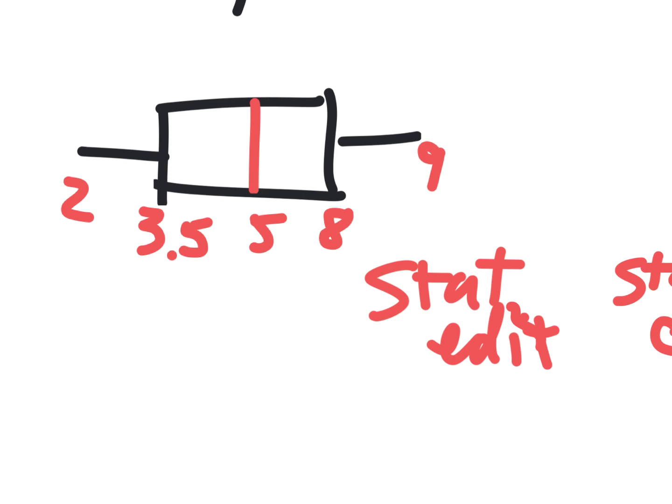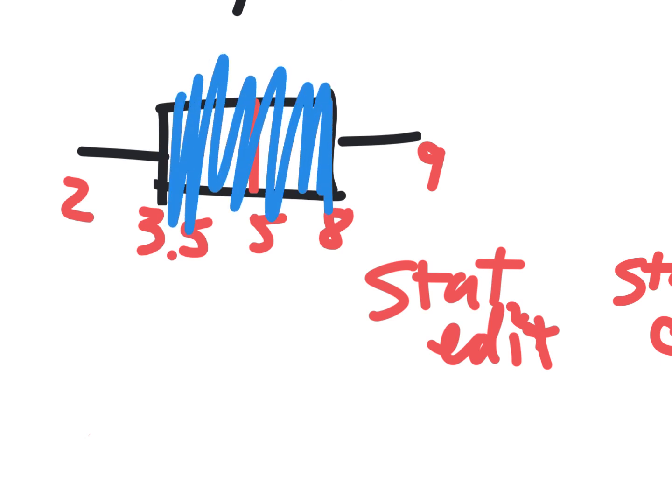8 to 9 is not the middle 50%. No. 68%? 5 to 9? You're thinking of the bell curve. That's different. That's not this. 3.5, there it is. 3.5 to 8. Do you get that between here and here? That's the middle 50% of the data.